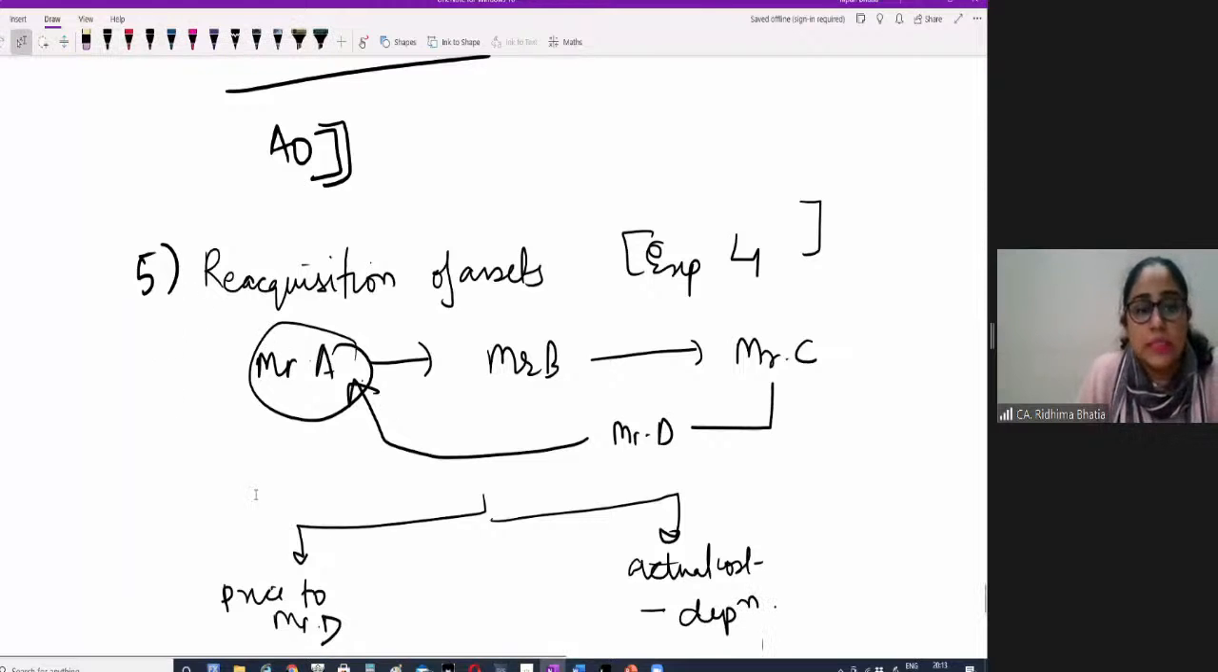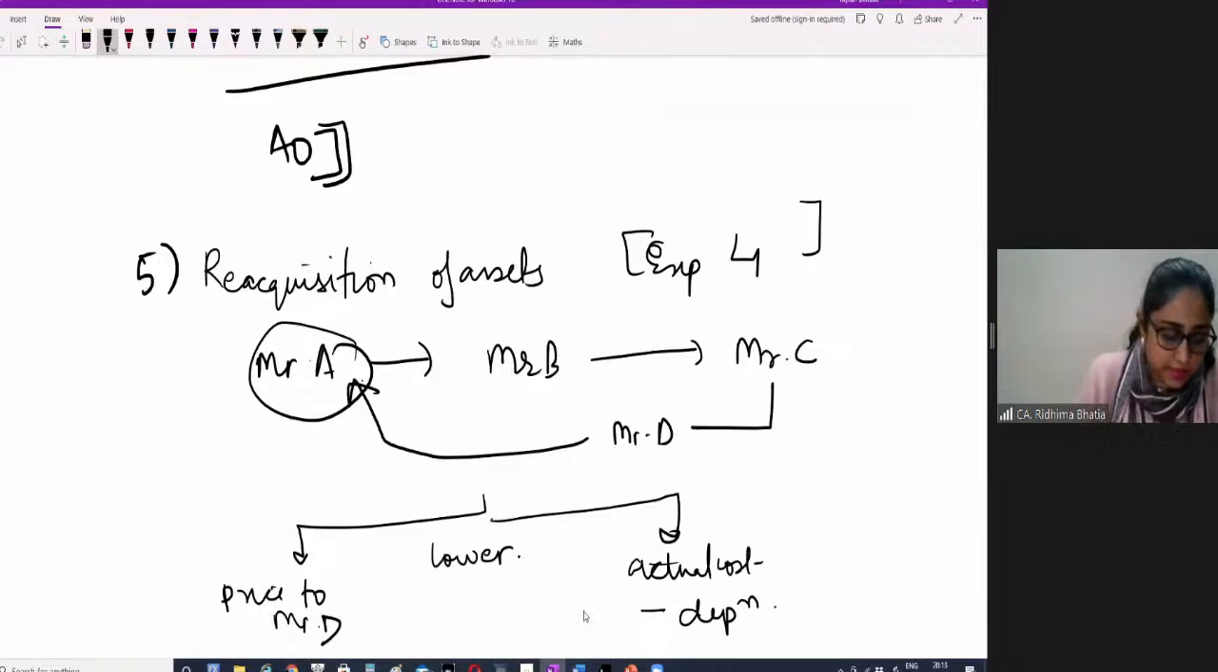Ma'am, why so? Simple point. I am reacquiring the asset. Again, that could be an arrangement of taking the asset at an inflated value. So suppose I paid Mr. D 6-7 lakhs, but the actual cost minus depreciation was already coming to just 1 lakh. So whichever is lower, the price paid or the actual cost minus depreciation, would be the actual cost on reacquisition to Mr. A.